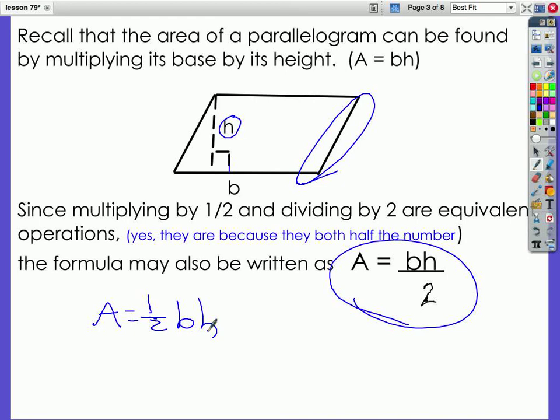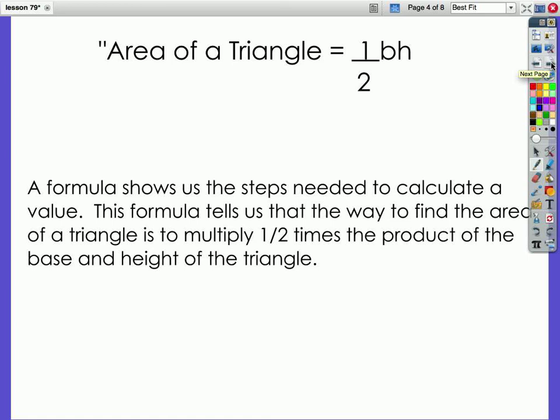No matter which you use, 1/2 times base times height or base times height divided by 2, you're going to get the same answer. One thing people tend to forget is that divided by 2 when using a triangle. When it's a triangle, we have to divide by 2 because it's half of that parallelogram. A formula shows us the steps needed to calculate a value. This formula tells us that the way to find the area of a triangle is to multiply 1/2 times the product of the base and the height of the triangle. So the base times height divided by 2, or else 1/2 times base times height.